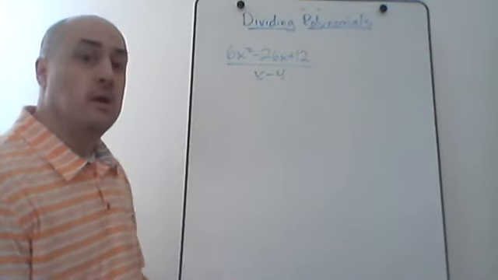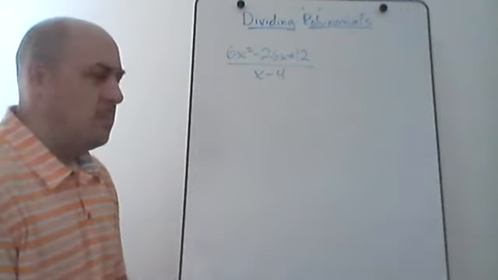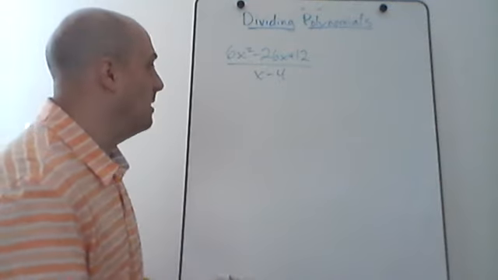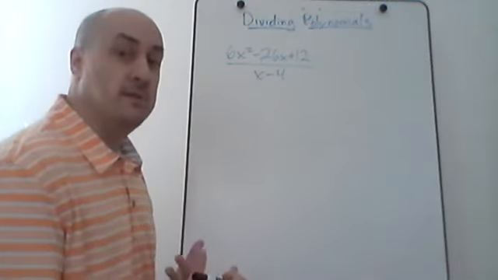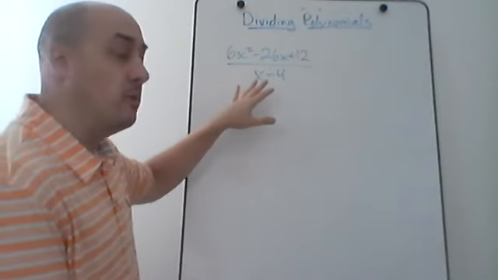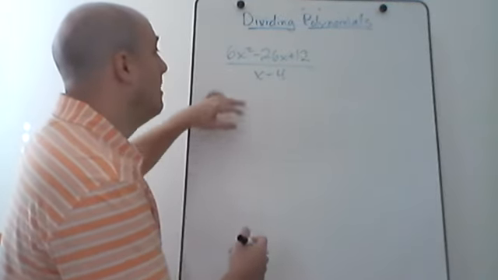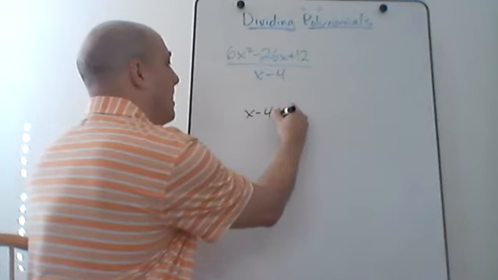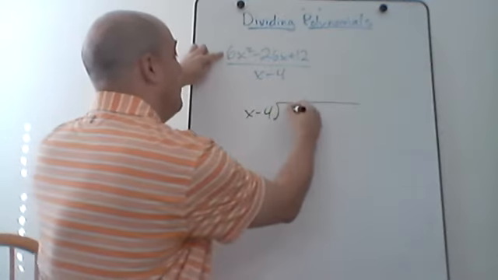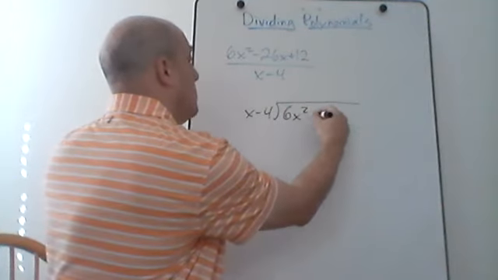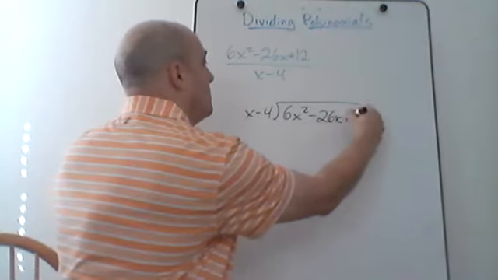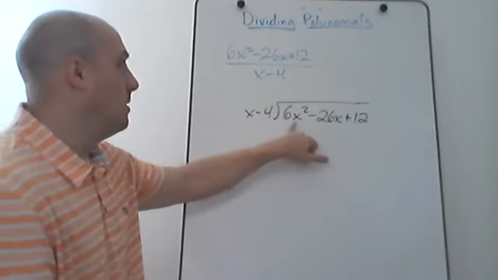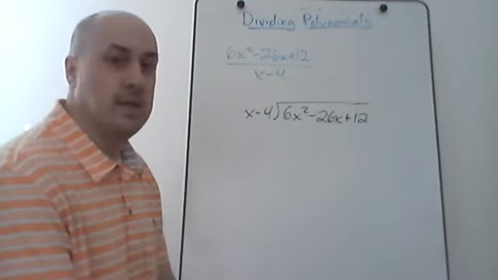All right, so we have those written as a fraction, but remember, fractions mean division, right? It's the numerator divided by the denominator. So what I'm going to do is set this up like a division problem, just like the one that I had up here before with the numbers. So my divisor, x minus 4, what I'm dividing by, goes outside my little division house, and then the dividend, what I'm actually dividing, or the numerator of my fraction, goes inside that division house there. Right, so x minus 4 dividing into 6x squared minus 26x plus 12.